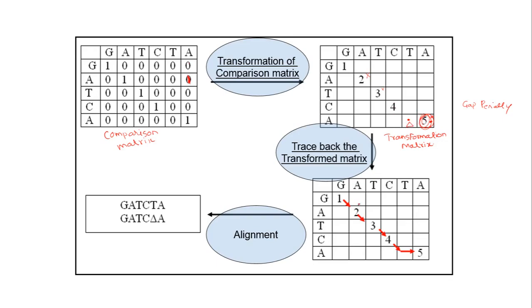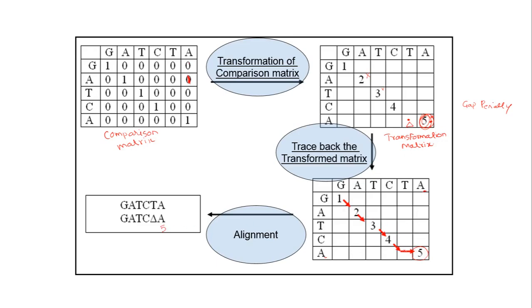The third step that you need to do is to perform the trace back of your transformation matrix. So, the transformation matrix that is ready, you need to perform trace back by identifying from where those values are obtained. So this is how it would work. You would end up starting with the highest score, that is 5. The highest score is 5. That would correspond to alignment of A with A. A with A has got the score of 5.